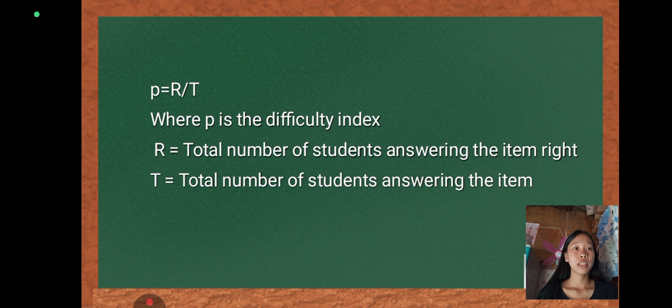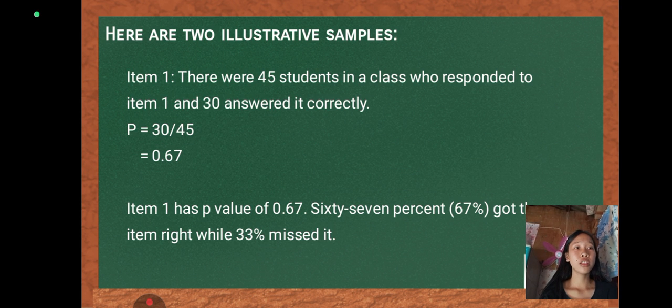We can say it as a formula. P equals R over T, where P is the difficulty index, or the P value. R is the total number of students answering the item right. T is the total number of students answering the item. So here are two illustrative samples.